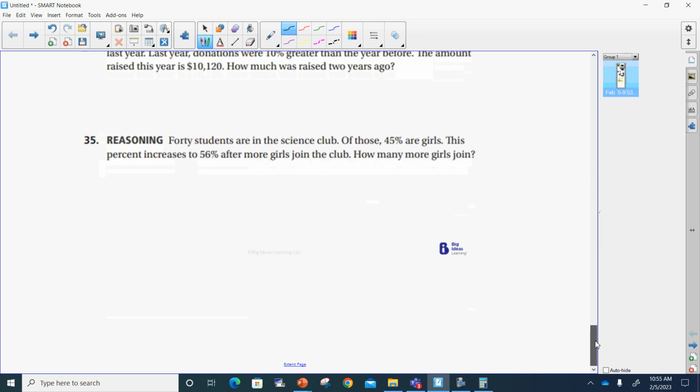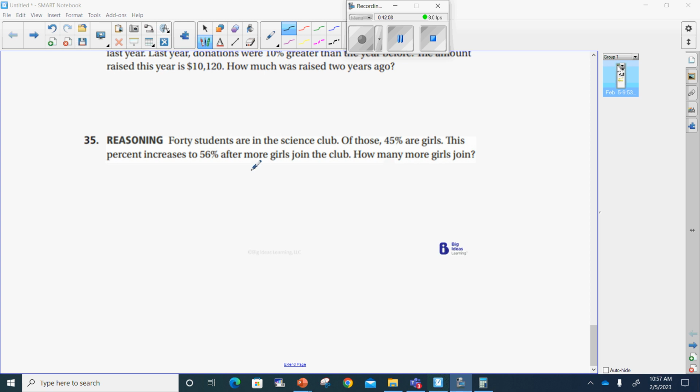Number 35 is the last one. It says 40 students are in the science club. Of those, 45% are girls. This percent increases to 56% after more girls join the club. How many more girls join?